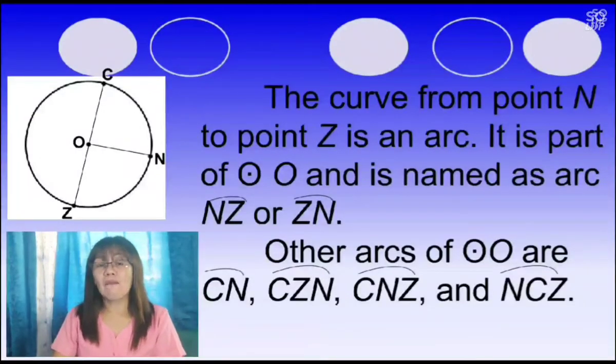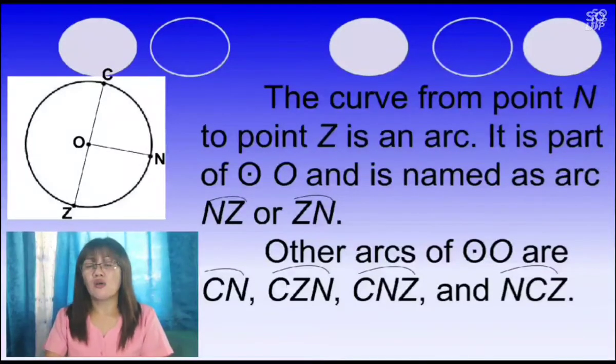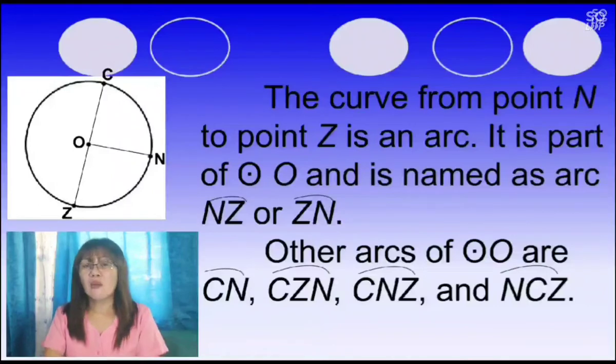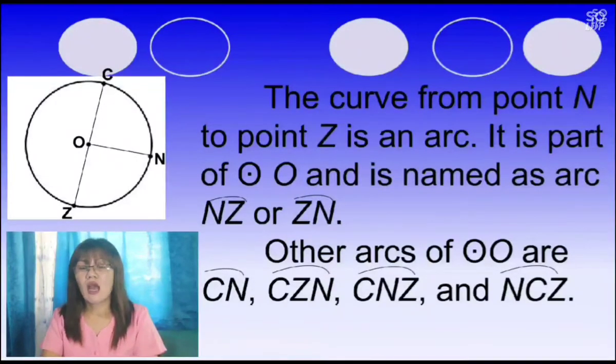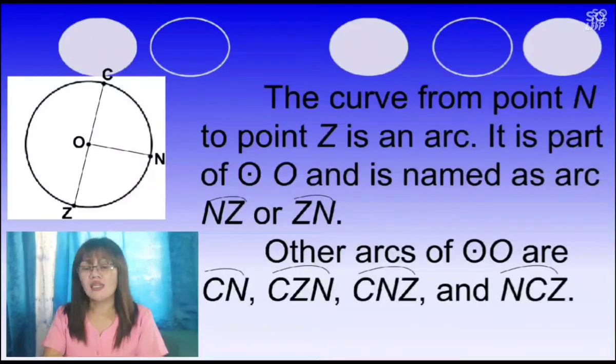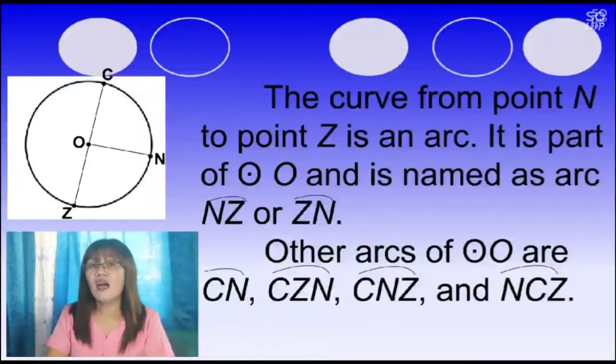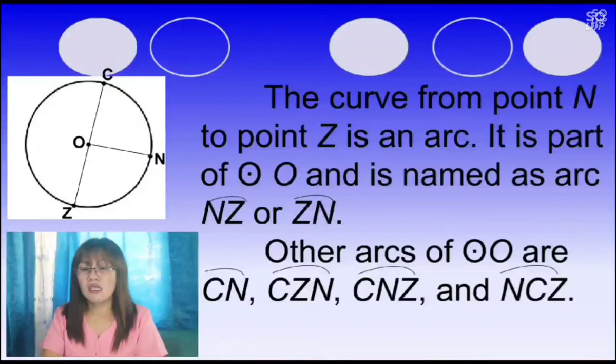we have here an example. We have circle O. The curve from point N to point Z is an arc. It is a part of circle O and is named arc NZ or arc ZN. Other arcs of circle O are arc CN, arc CZN, arc CNZ, and arc NCZ.